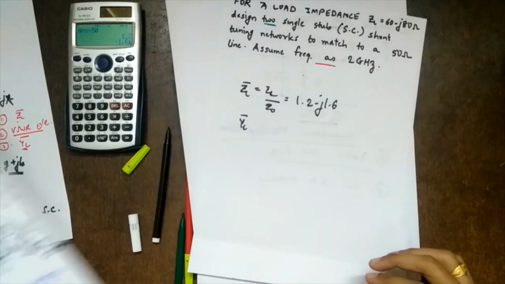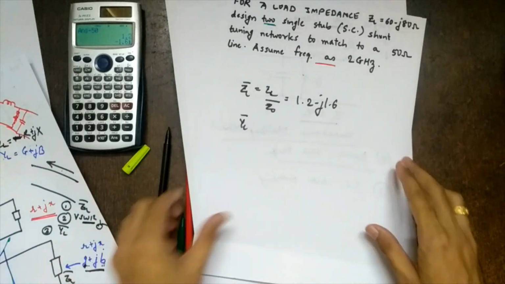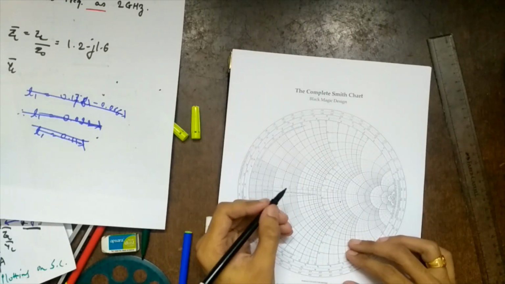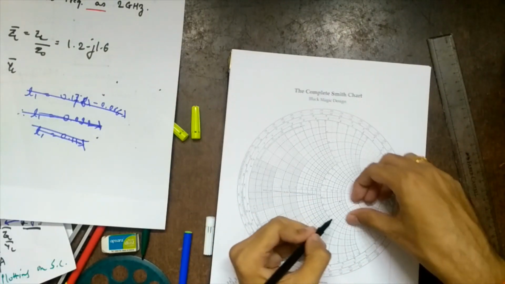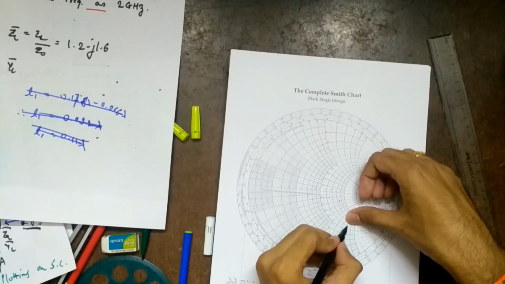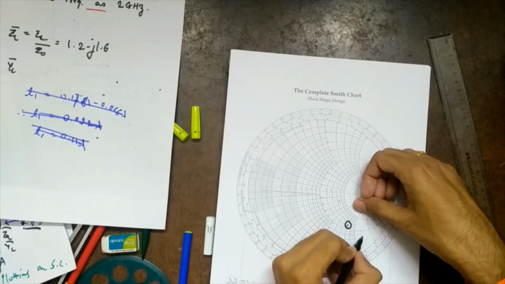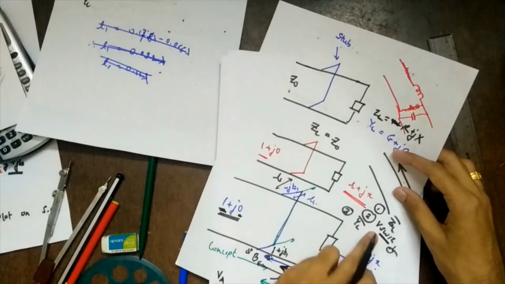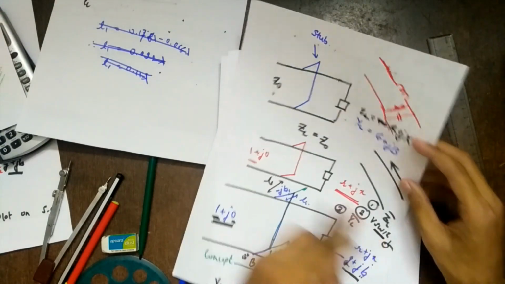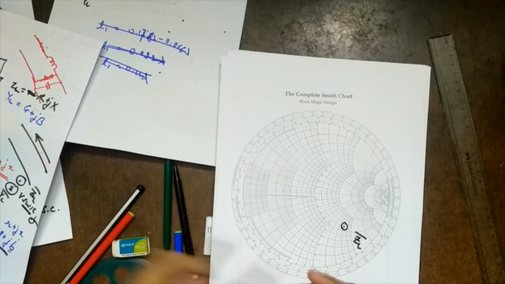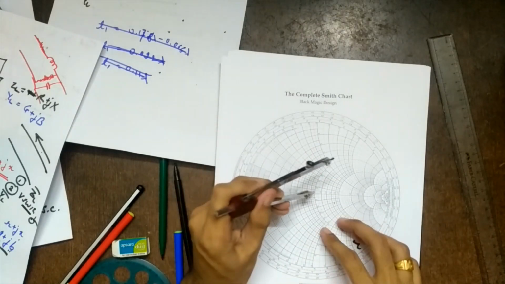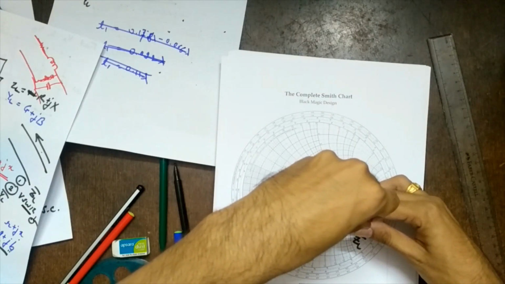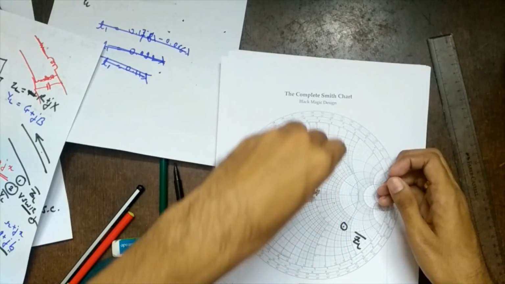What is our first step? To plot ZL bar. So take a Smith chart. ZL bar is 1.2 minus j1.6. So 1.2 is here, 1.6 is here, and this is ZL bar. This is the first step. What is the next step? To draw the VSWR circle. With the center of the Smith chart as the center of the circle and ZL bar as the point, draw a circle.